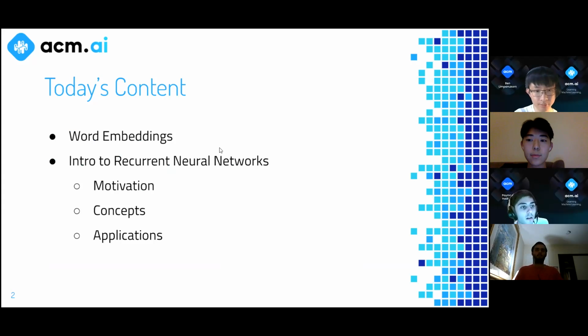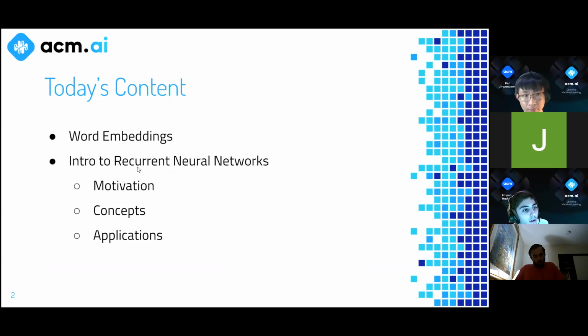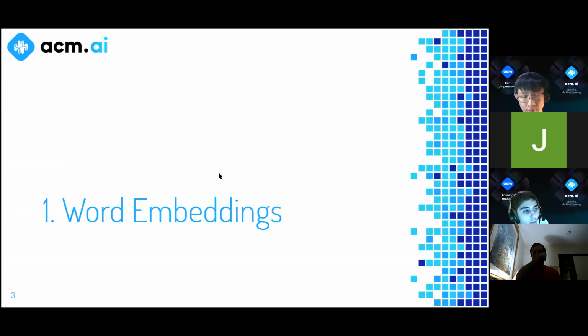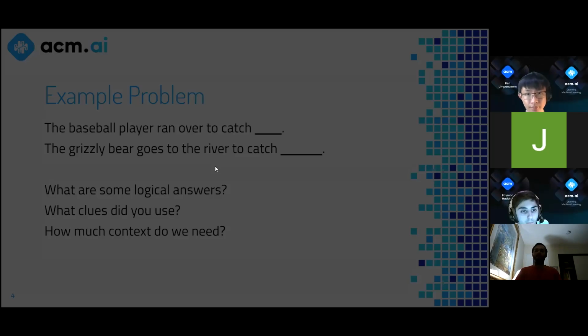So yeah, today's content. We're going to start with word embeddings and we'll explain what these are and why they're useful. And then we'll talk about the RNN model architecture and what it's used for and how it works. So yeah, let's start with word embeddings first.